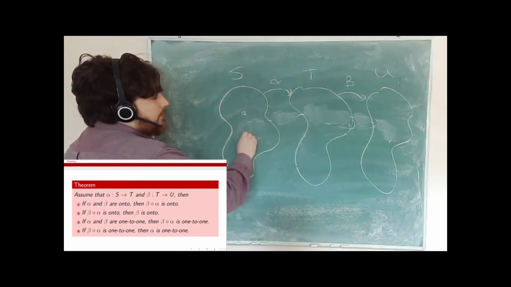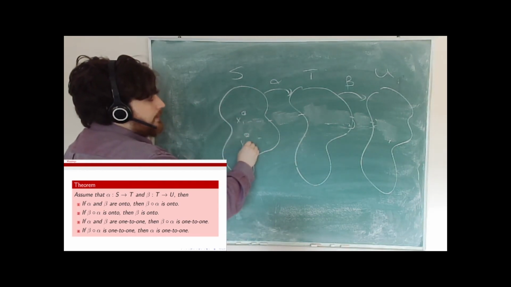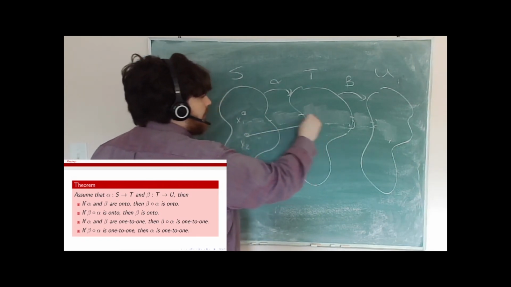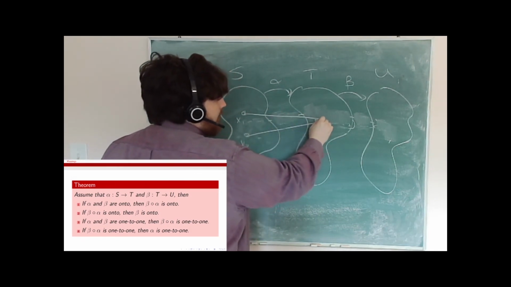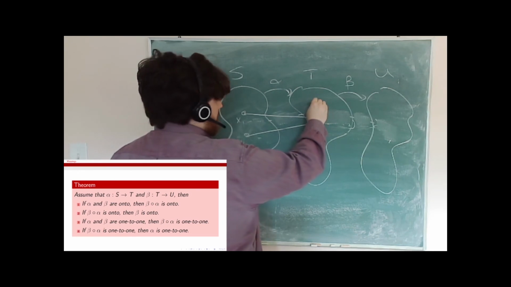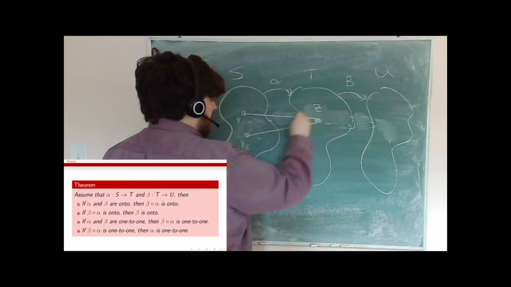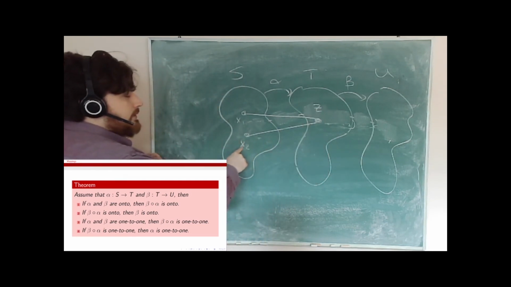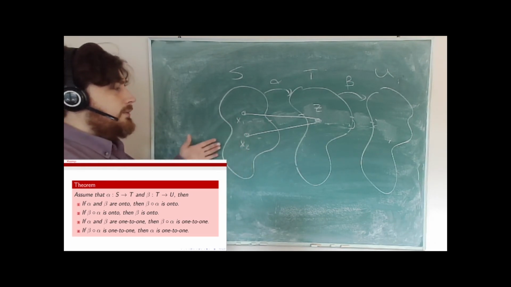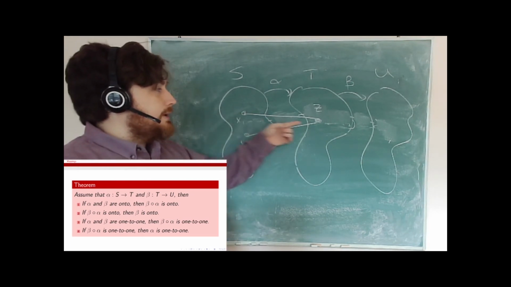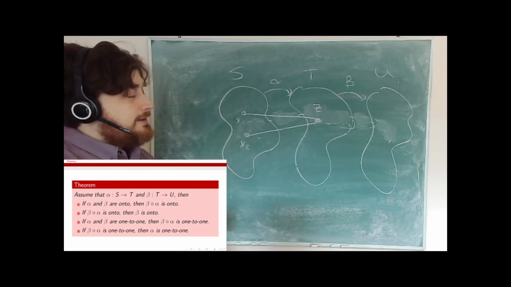Well, if alpha is not 1 to 1, then I have an x1 and an x2 in S which get mapped to the same point. Let's call this Z. That's the definition of not being 1 to 1: there exist at least two elements that get mapped to the same element in T.